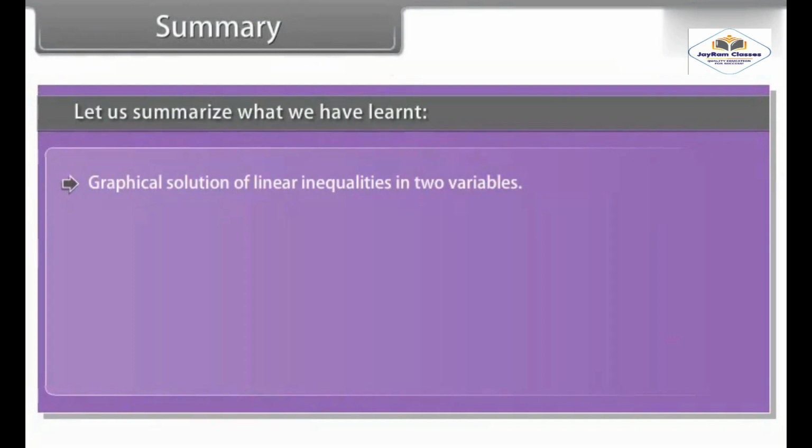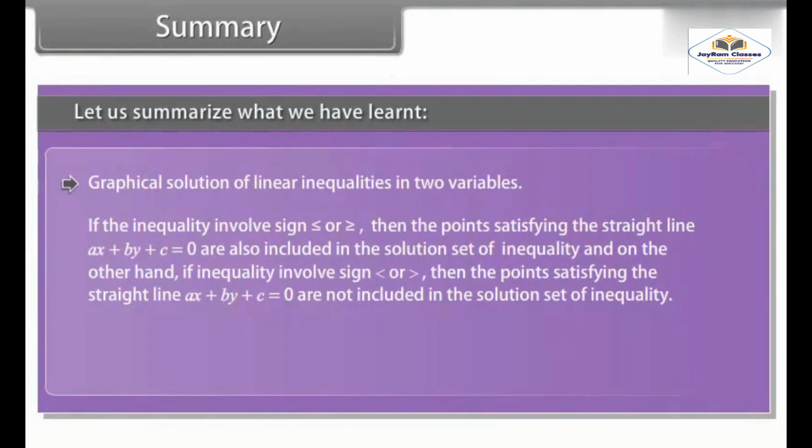Graphical solution of linear inequalities in two variables. If the inequality involves the sign less than or equal to, or greater than or equal to, then the points satisfying the straight line ax + by + c = 0 are also included in the solution set of the inequality. And on the other hand, if the inequality involves the sign less than or greater than, then the points satisfying the straight line ax + by + c = 0 are not included in the solution set of the inequality.